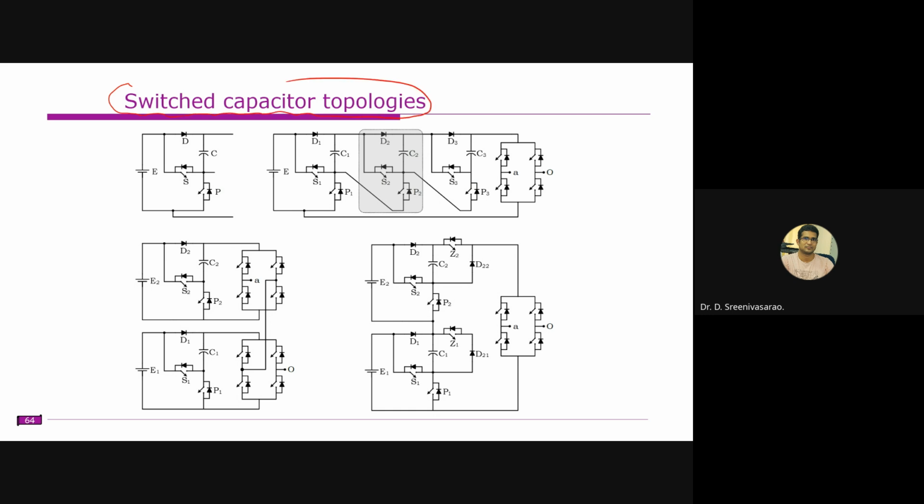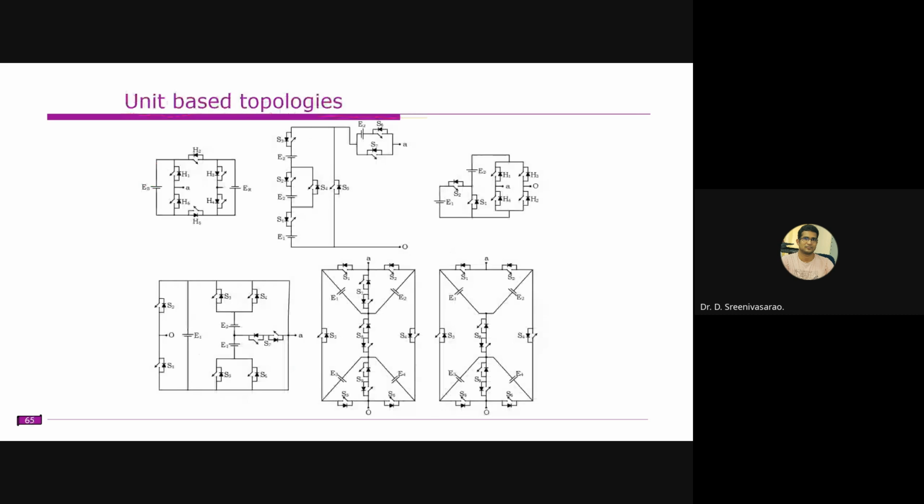So we have only a single DC source. With a single DC source, we can obtain multiple numbers of levels, right? So we can increase the number of levels. This one is also an HSC unit, a hexagonal switch unit.